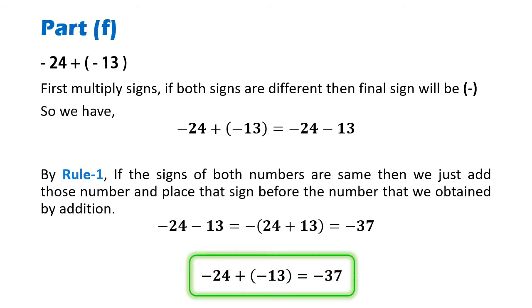Part F. Minus 24 plus minus 13. First multiply signs. If both signs are different, then final sign will be minus. So we have minus 24 plus minus 13 equals minus 24 minus 13. By rule 1, if the signs of both numbers are same, then we just add those numbers and place that sign before the number that we obtained by addition. So, minus 24 minus 13 equals minus 37. Therefore, minus 24 plus minus 13 equals minus 37.